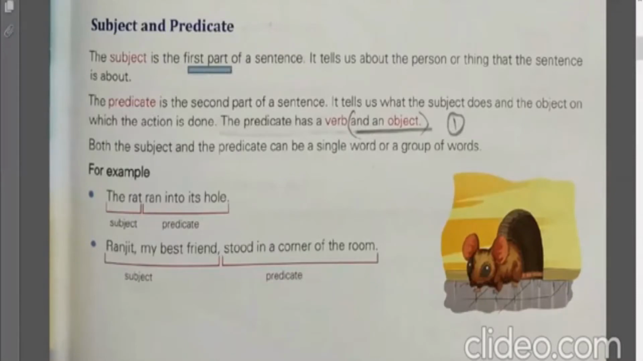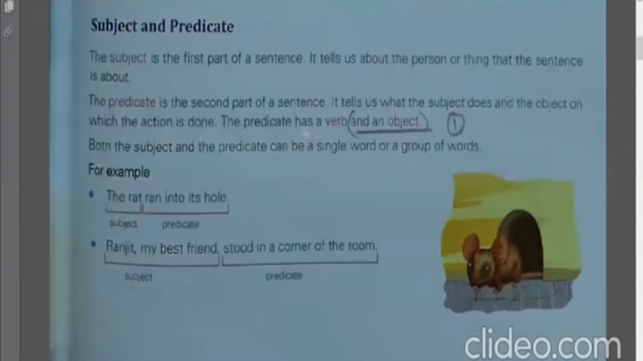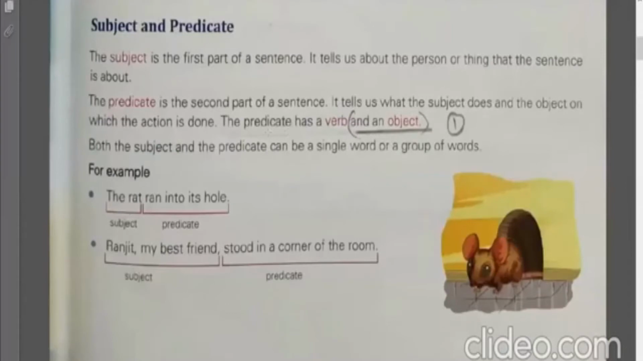The second part of the sentence is predicate. And predicate gives us the information about the subject, like what the subject is doing and the object on which the action is done. Now here we need to remember that predicate always has a verb and an object.